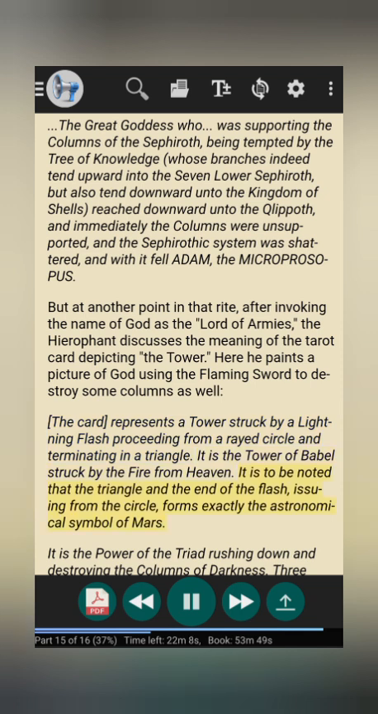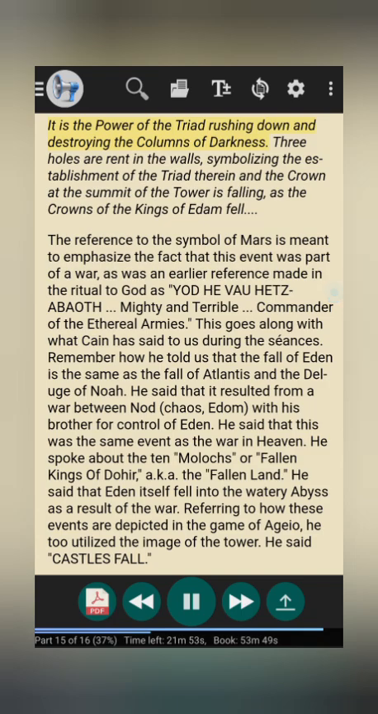It is to be noted that the triangle and the end of the flash, issuing from the circle, forms exactly the astronomical symbol of Mars. It is the power of the triad rushing down and destroying the columns of darkness. 3 holes are rent in the walls, symbolizing the establishment of the triad therein, and the crown at the summit of the tower is falling, as the crowns of the kings of Edom fell."